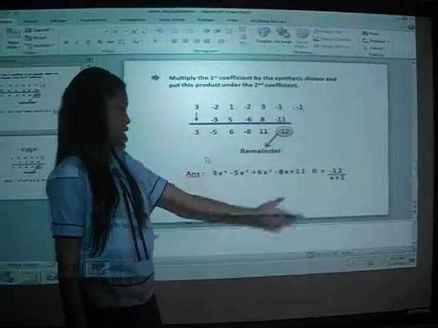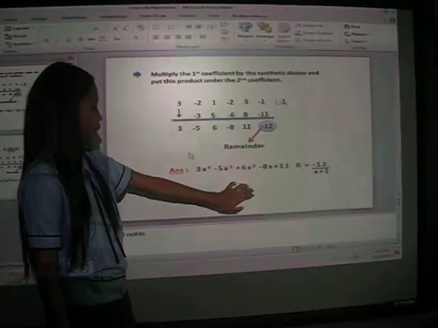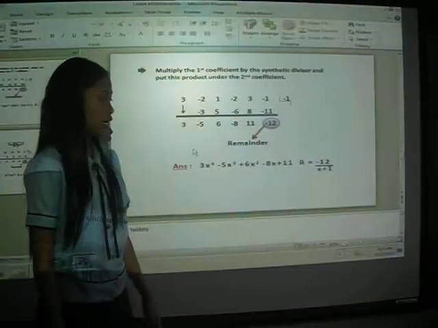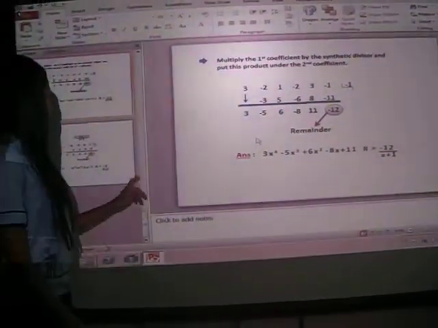Our remainder is negative 12. So the answer is 3x raised to 4 minus 5x cubed plus 6x squared minus 8x plus 11, and our remainder is negative 12. Another example.